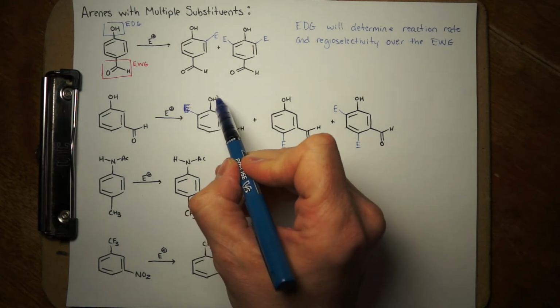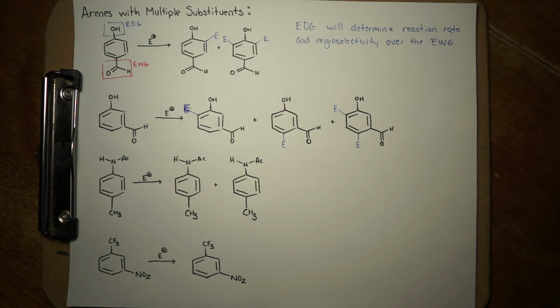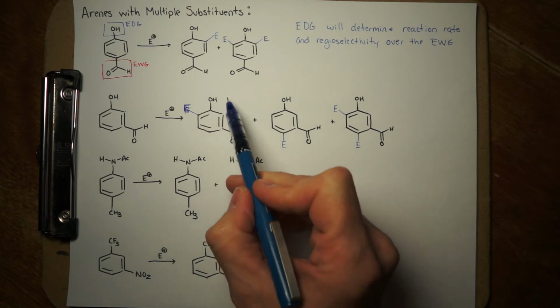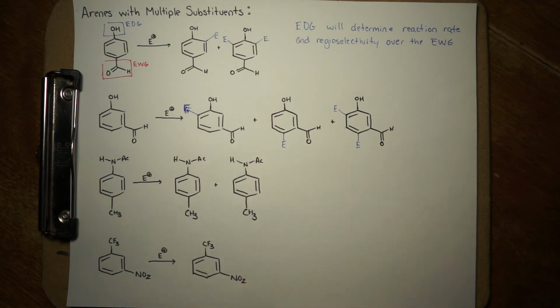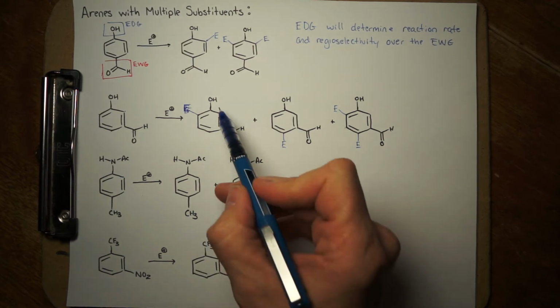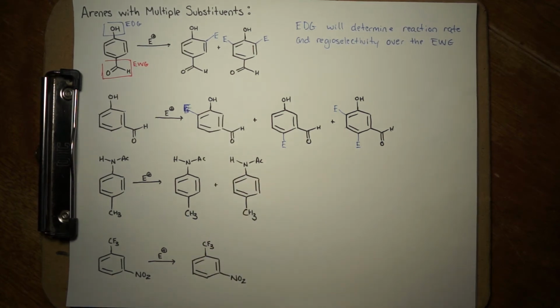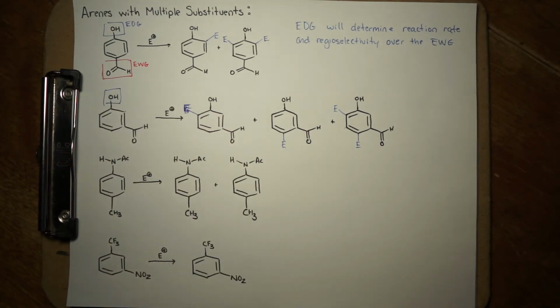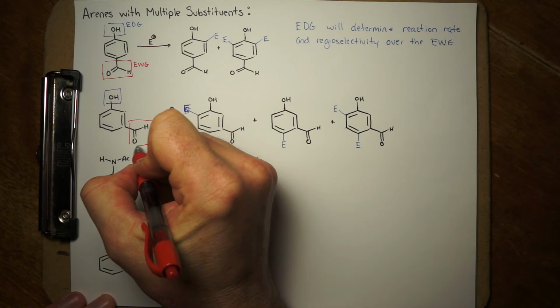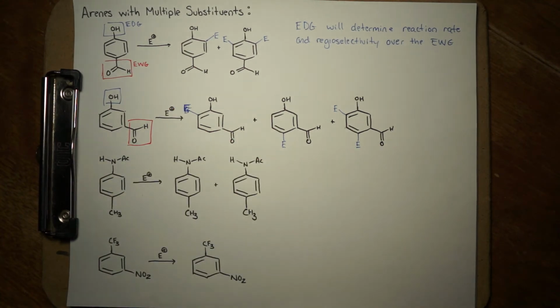It's really only the electron donating group that determines where the substitution takes place and how fast that substitution is going to occur. Now, granted, a phenol with an electron withdrawing group on it is going to be slightly less active than just a plain phenol, but it's still going to be an activated ring. We would still consider this an activated ring. So that's the story whenever we have both an electron donating and an electron withdrawing group on these rings.